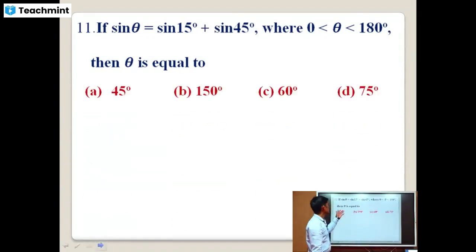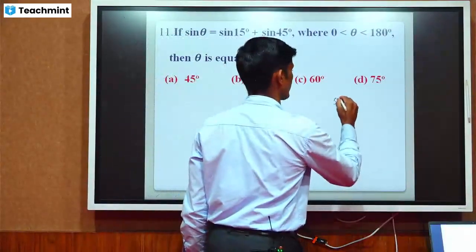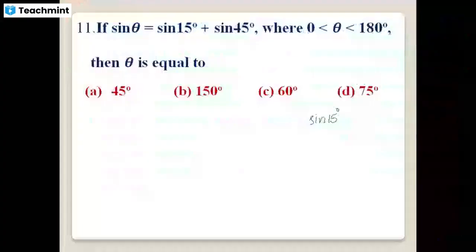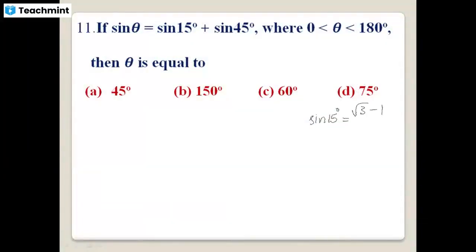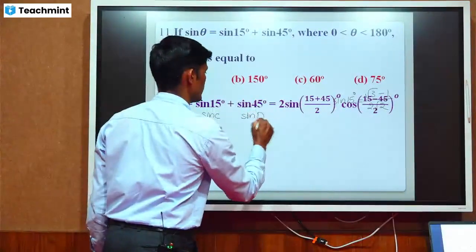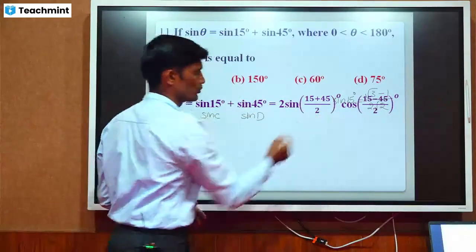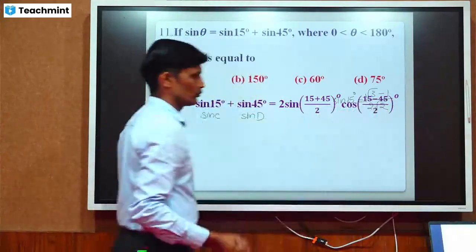To remember the value of sin 15 degree, that is sin 15 degree is equal to root 3 minus 1 divided by 2 root 2. If you make use of the value of sin 15 degree, directly we can get it. Otherwise, we have to simplify this by using the sin C plus sin D formula, obtained using the sin of x plus y plus sin of x minus y formula, that is equal to 2 sin C plus D by 2 into cos C minus D by 2.